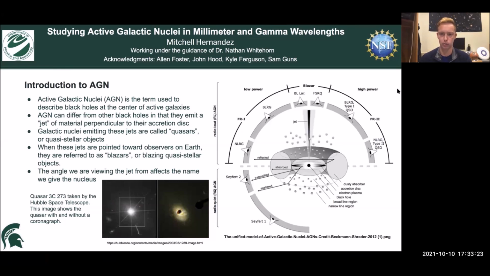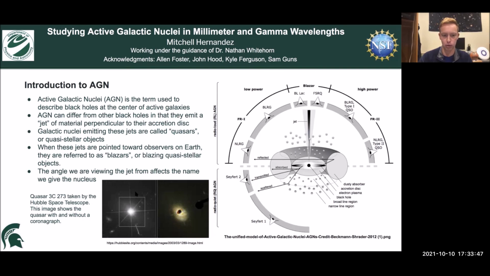So an active galactic nucleus is the term which we use to describe a black hole at the center of an active galaxy. AGN can be different from other black holes in that they emit a jet of material which runs perpendicular to their accretion disk, like you can see right here. And so when a nucleus is emitting this jet, it's called a quasar or a quasi-stellar object because the light from the jet will actually be so bright that it blocks out the rest of the light from the galaxy.